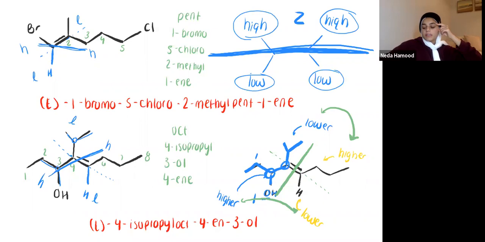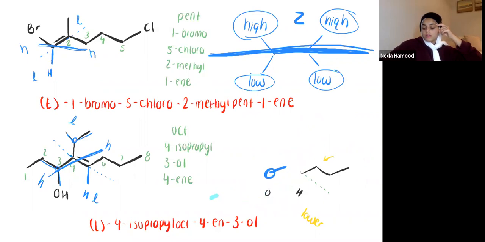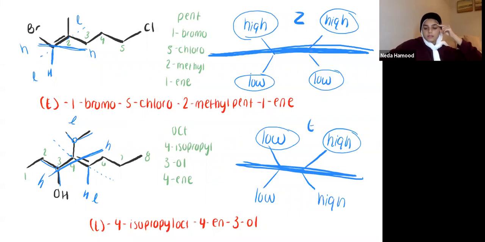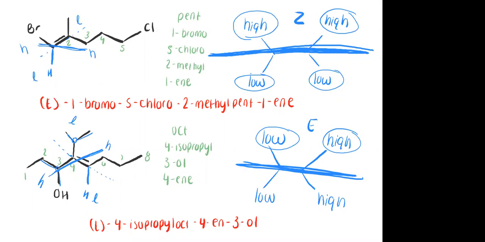And then if you had something like, I'm gonna erase this one here, you had something like this. Low, high, low, high. Then you have low and high. That means that this would be E. Okay, perfect. Does that make sense? Yeah, I just wasn't sure how to split it to compare the sides. Yeah, it's okay. Right, perfect.